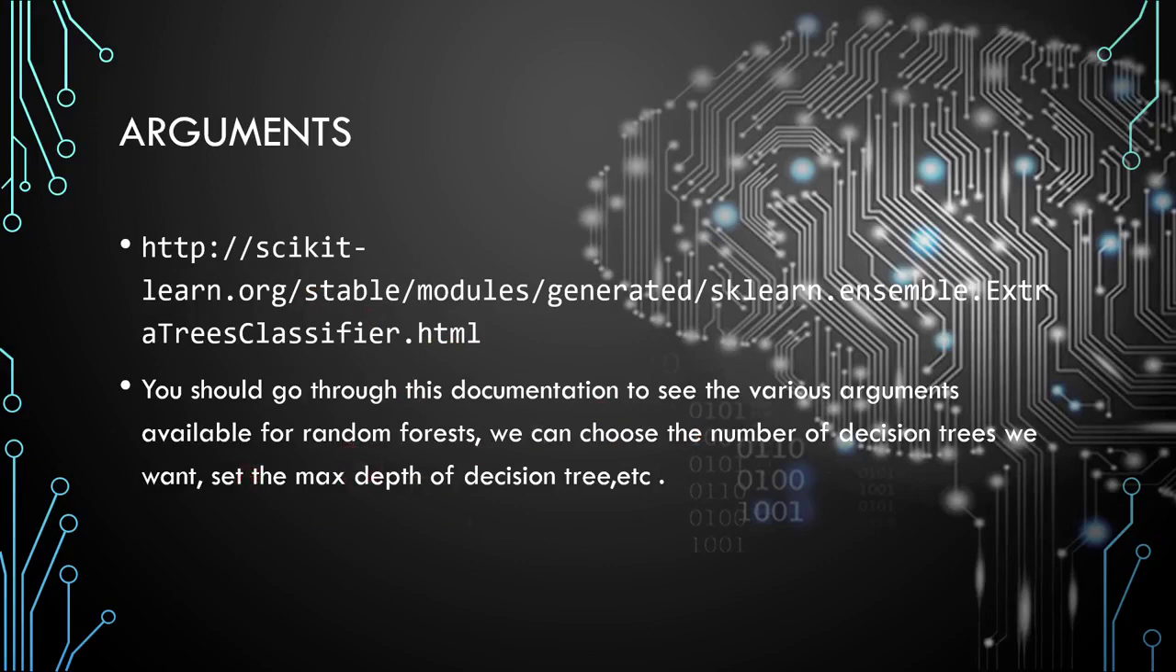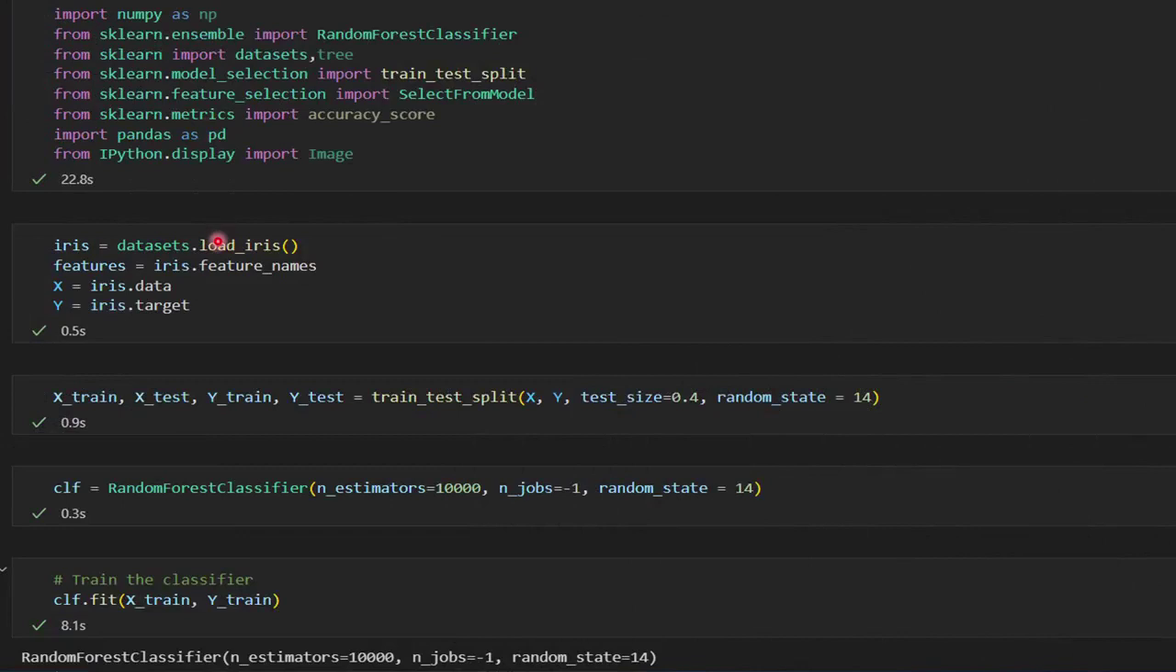We import the necessary libraries: import numpy as np, and from sklearn.ensemble import RandomForestClassifier. This is the classifier we are going to work on. We also need to import datasets and tree. We are also importing model_selection for the train test split, feature_selection for SelectFromModel, and the metrics accuracy_score, and import pandas and display image. The image import may not be required for this purpose.